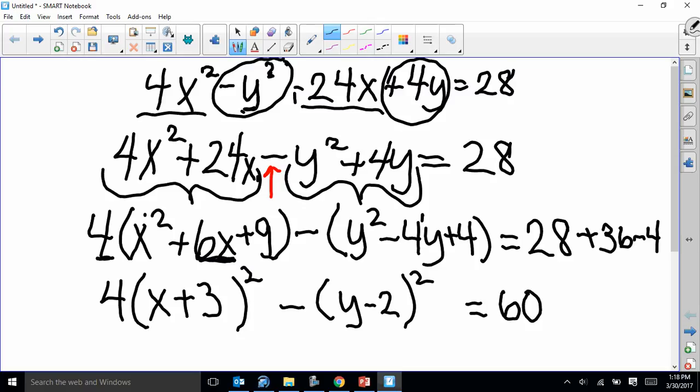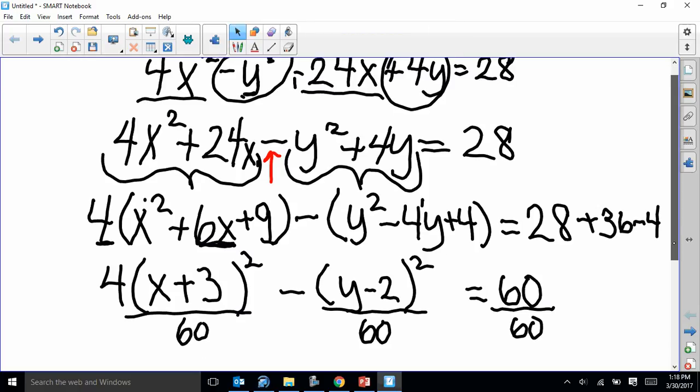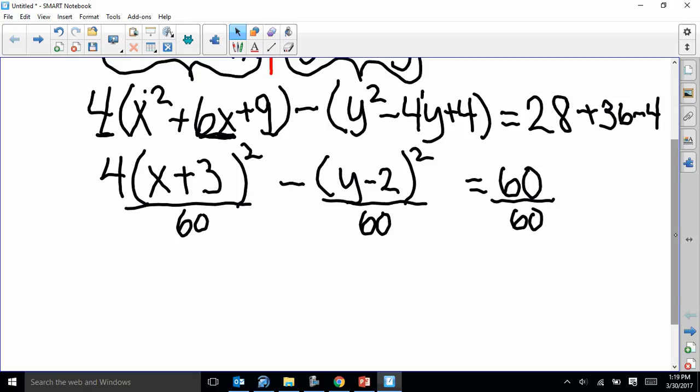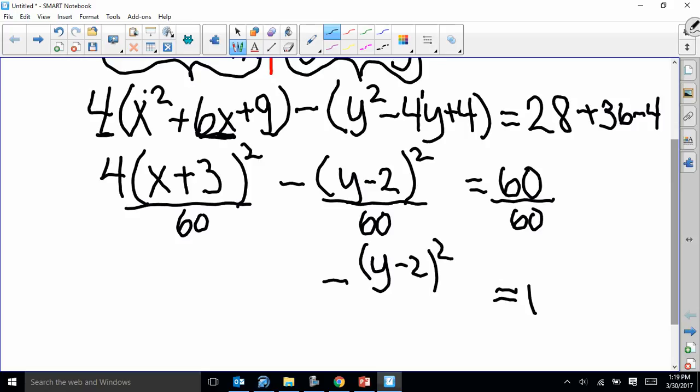So we're almost finished with getting the equation. So our equation is to equal 1. So we're going to divide the right side by 60, which we need to do to each term on the left side. And so we can simplify this. So 60 divided by 60 is 1. Our y does not simplify anymore. So I'll just leave that as the quantity y minus 2 squared.